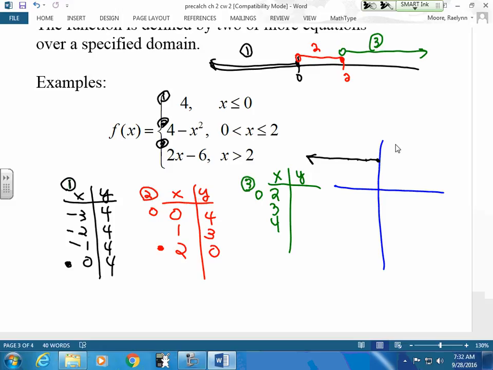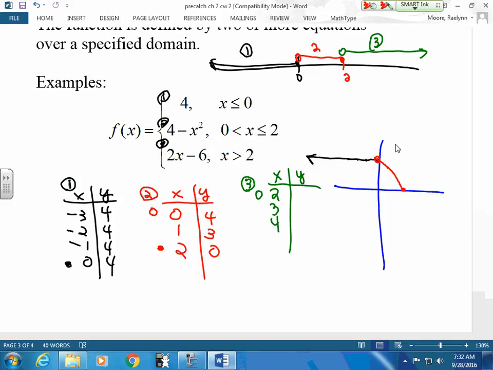Do you have to do these tables? No, but it's good if you're trying to get the concept. The second part, I label this. I say 0, 4. This is open. I met it right there. I have 1, 3. I have 2, 0. And this is closed. This is a parabola. And it's opening down. So this part has a little bit of a curve to it. It's not a straight line.